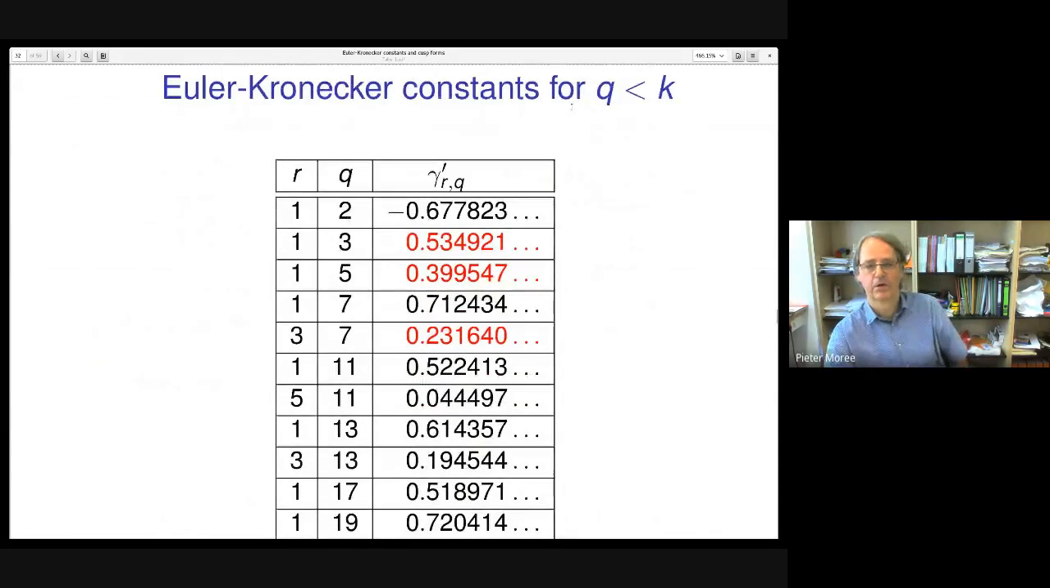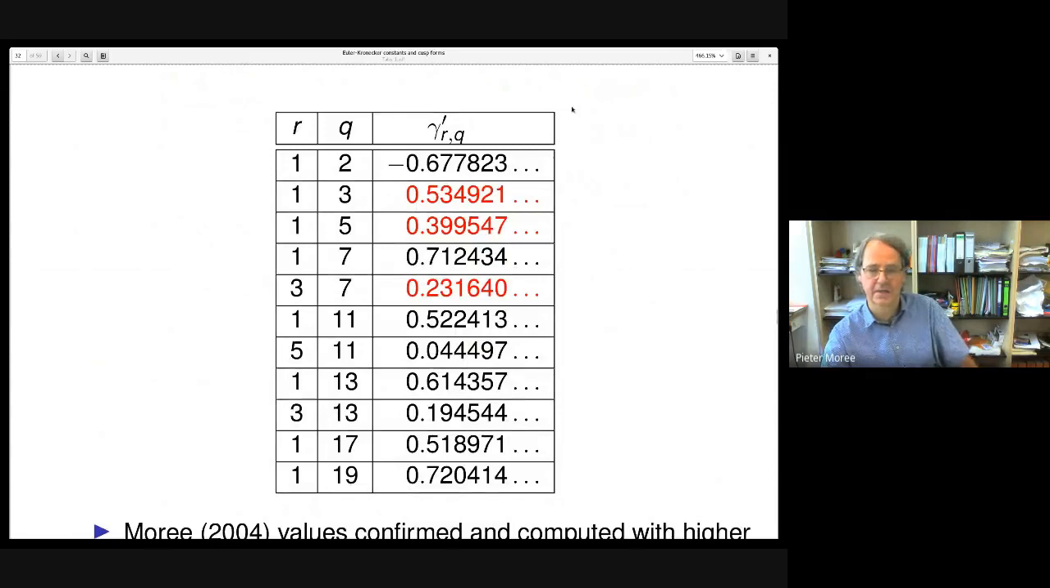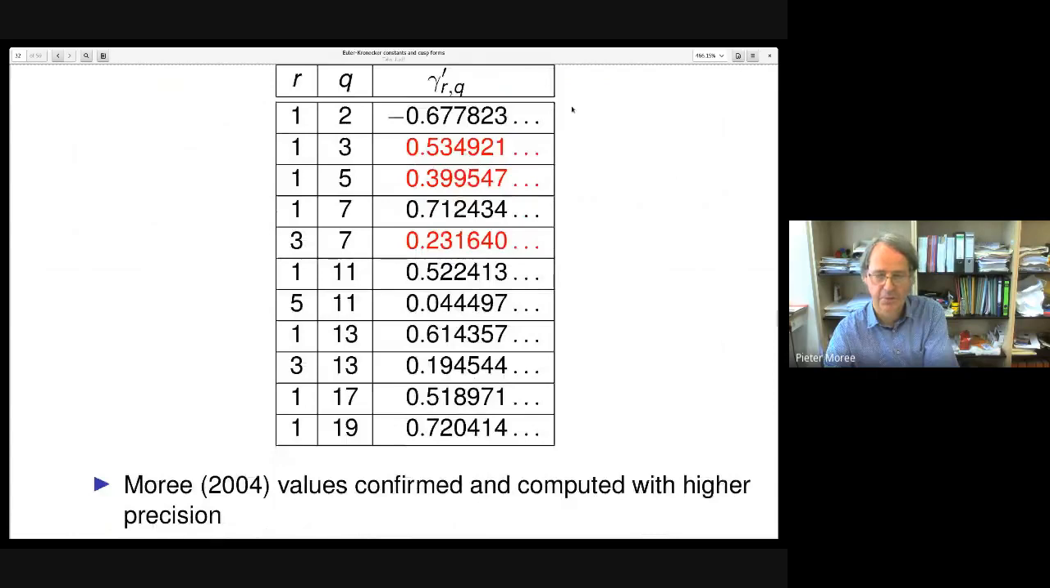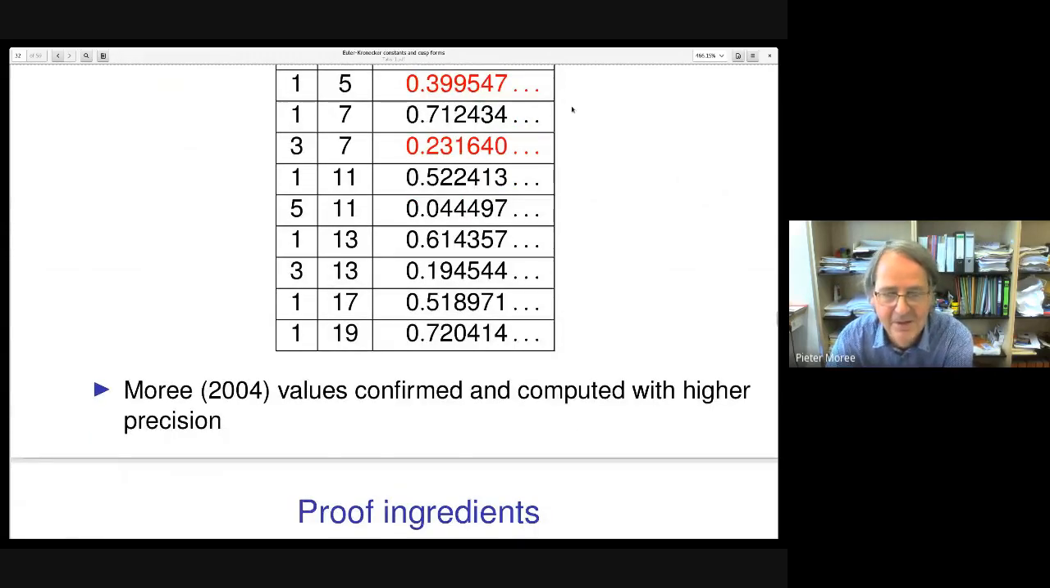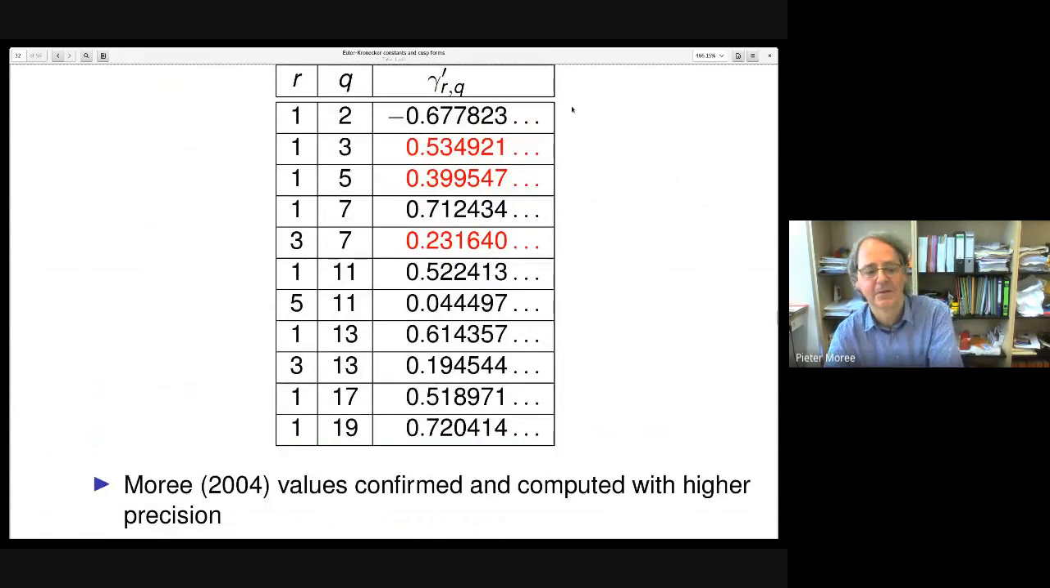And this is for q smaller than k. Then there are not so many cases in the end you have to compute, because there is a lot of repetition. So therefore you only have to compute these cases. Of course, for me it was very exciting to learn if my computations from 2004, since I'm not so into computer calculations, were correct, but luckily they were. So that was very good.